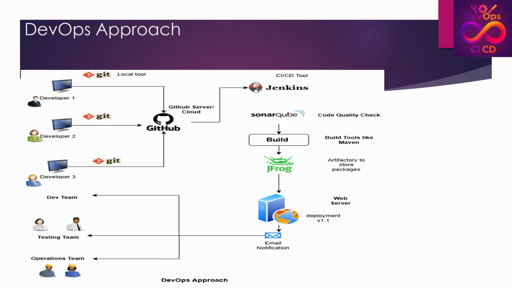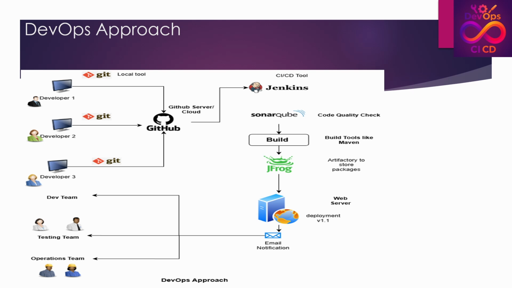DevOps approach. Here the developers 1, 2 and 3 are using a common tool, Git, locally in their systems to pull or push source code from their system to the remote GitHub online repository. Once the code changes are pushed to GitHub, the Jenkins pipeline will take the fresh source code and it will have stages of action.